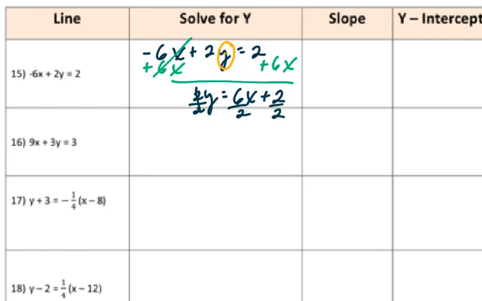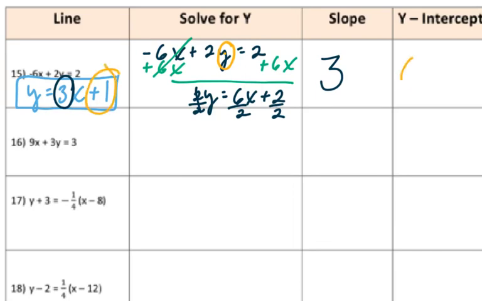So in number 15, my equation is y equals 6 divided by 2 is 3 with an x. 2 divided by 2 is 1. So 15, I had to solve for y by moving the x and dividing the coefficient. Now that we are in slope-intercept form, I can identify my slope and I can identify my y-intercept. Goes in the y spot of your ordered pair.